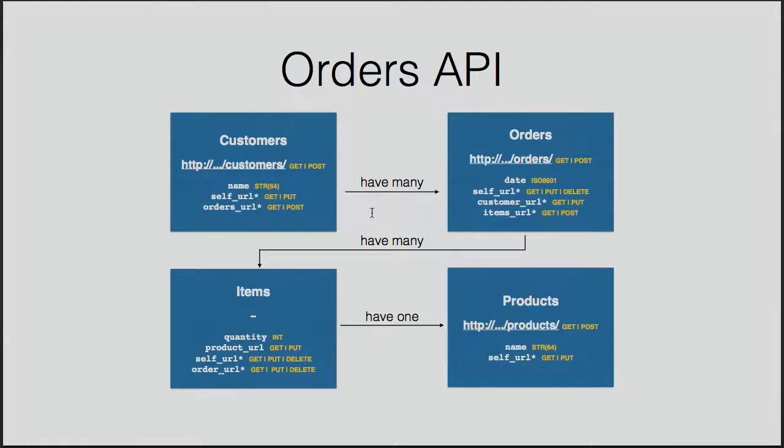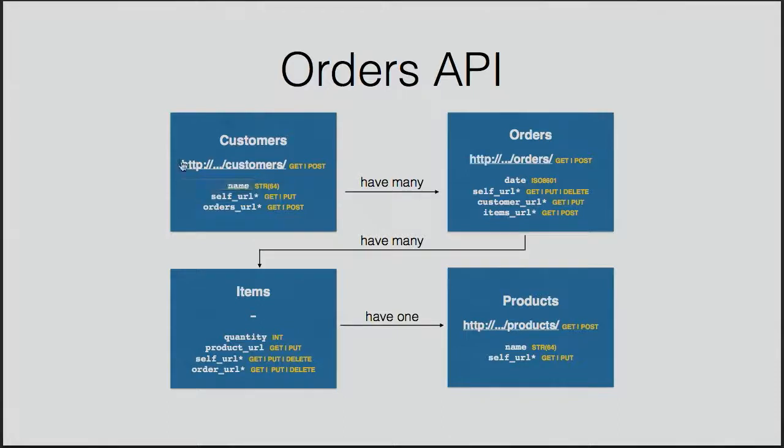You can see that I have created relationships between these resources, and I'm saying here that customers have many orders, orders have many items, and items have one product. So this is how these resources are related. In each box, you can see a URL. So this is the URL that we are going to use to access those resources.